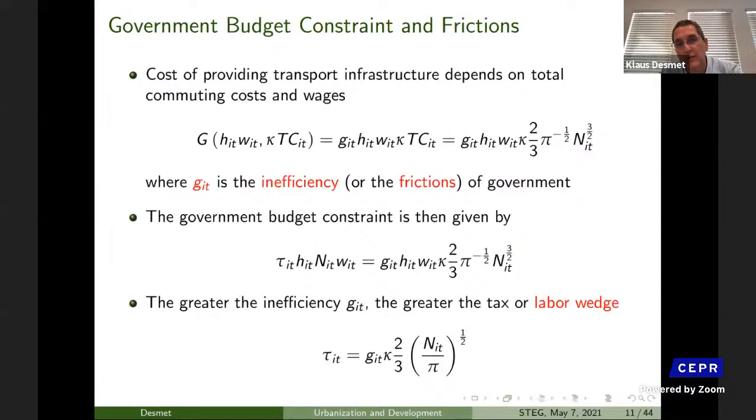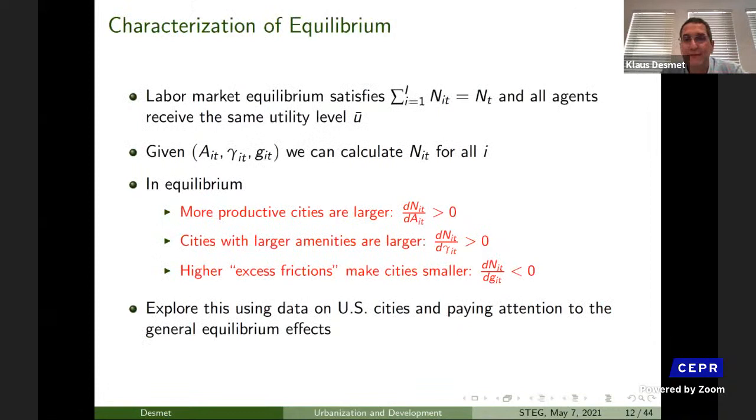And of course, all these costs of providing transport infrastructure are then financed by that labor tax tau. Okay. All right. Well, then of course, the characterization of equilibrium is actually very simple. As I said, people just allocate themselves across space until utility equalizes. And so, to simplify a bit, the only things I need to know to solve this model is information on productivity and on amenities. If I have information on A, I have information on gamma, and I have information on the efficiency or these frictions with which governments supply infrastructure, just G_i. If I have this triplet for all cities i, then I can actually solve the model, right?